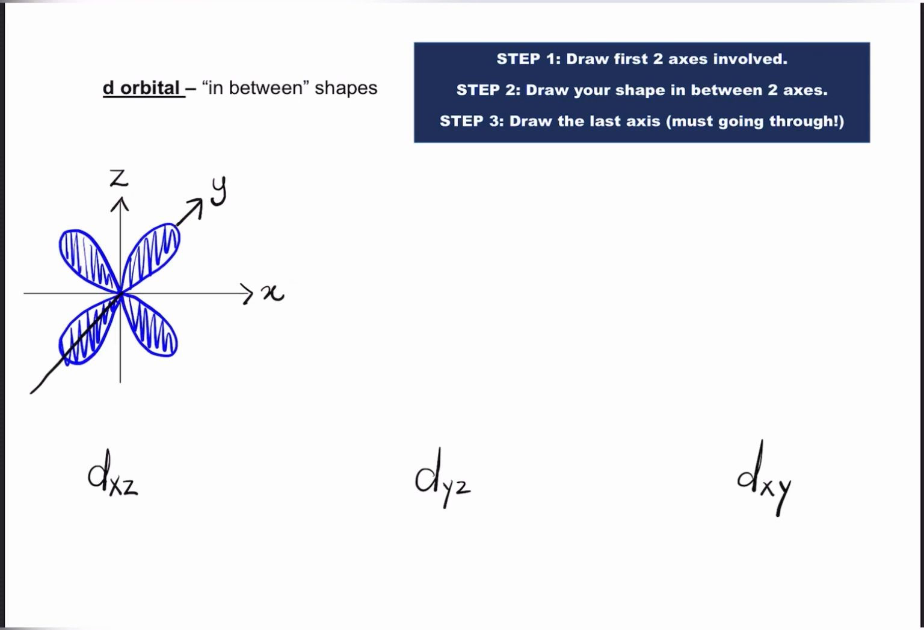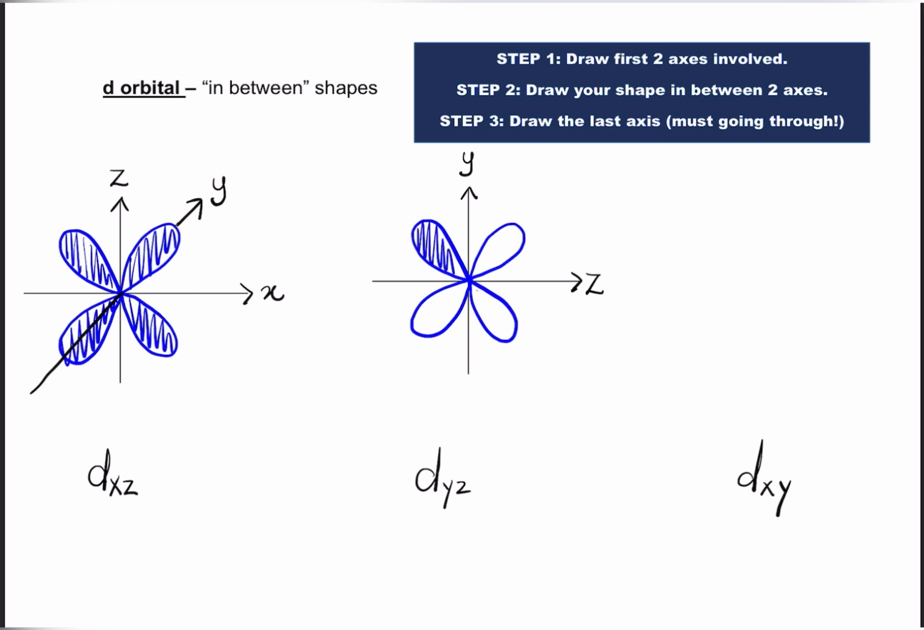Next, let's continue with the next drawing. I have dyz. Step dia masih lagi sama. So I'm going to draw the axis involved here, which will be y and z. So we have, this is for y and this is for z. Don't forget to label y and z. After that, draw in between 4 loops. Untuk cloverleaf, we have 1, 2, 3, and 4. And don't forget to shade your orbital.